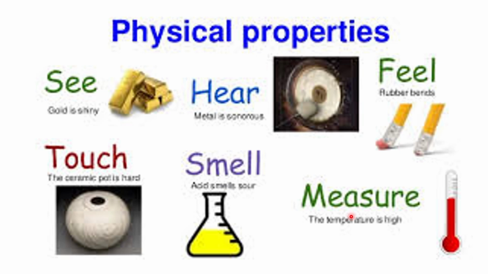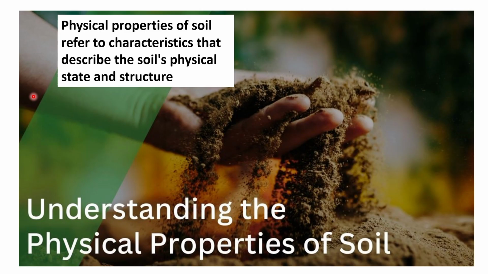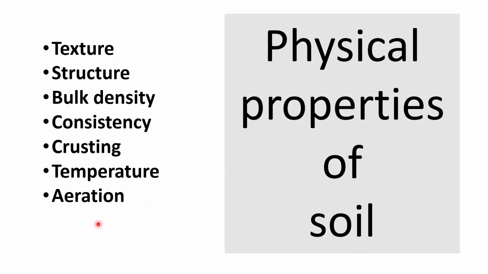Soil also has physical properties. By using them, we can determine a soil's physical state and structure. So let's understand the physical properties of the soil through this class. These are the physical properties of soil: texture, structure, bulk density, consistency, crusting, temperature, aeration, etc. These properties will determine whether the soil is suitable for agricultural, environmental or engineering purposes.